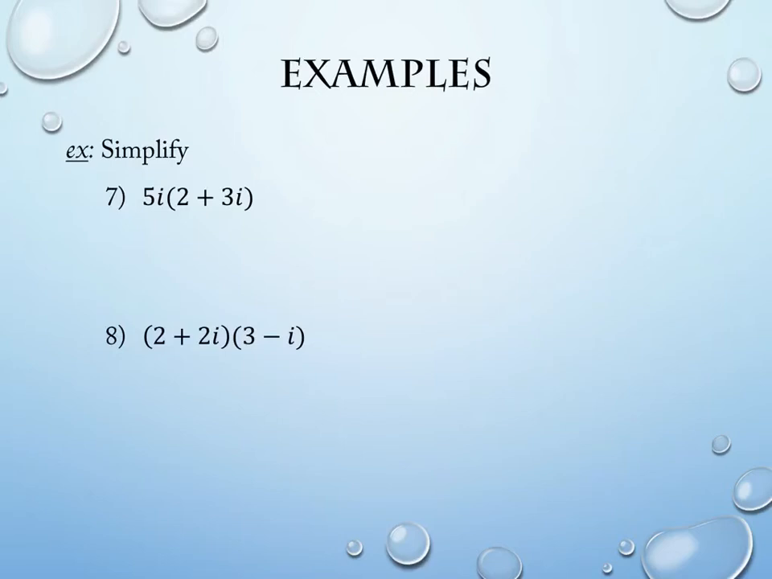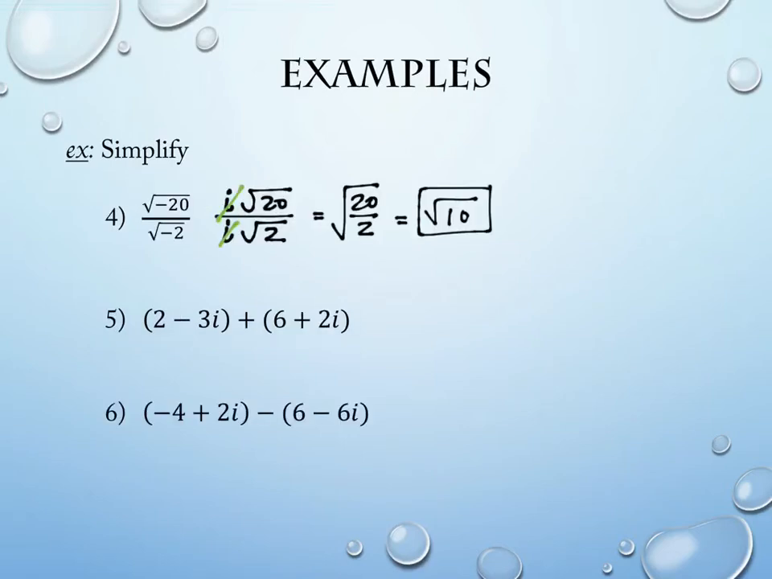Okay. Oops. I'm on 5. There we go. Here's the cool thing on 5 and 6. It's just like working with variables. Like terms are like terms. So here is the 2 and here is the 6. They're like terms, so that makes 8. And I've got a negative 3i and I've got a positive 2i. Those are like terms, so that makes negative i.